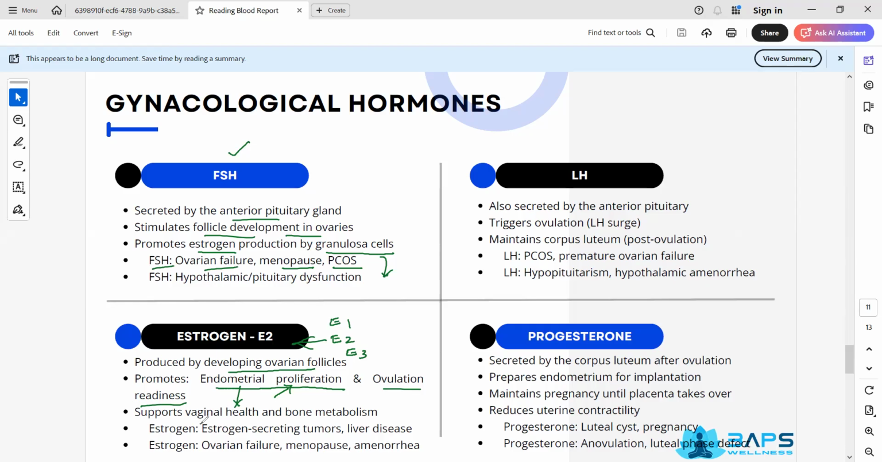And this estrogen is involved in the vaginal health and also the bone metabolism. So it influences vitamin D and also calcium. So those who are having PCOD and all, they are prone to have this vitamin D and calcium deficiency. And after menopause and all, the osteoporosis conditions will be very much prevailing in such ladies.